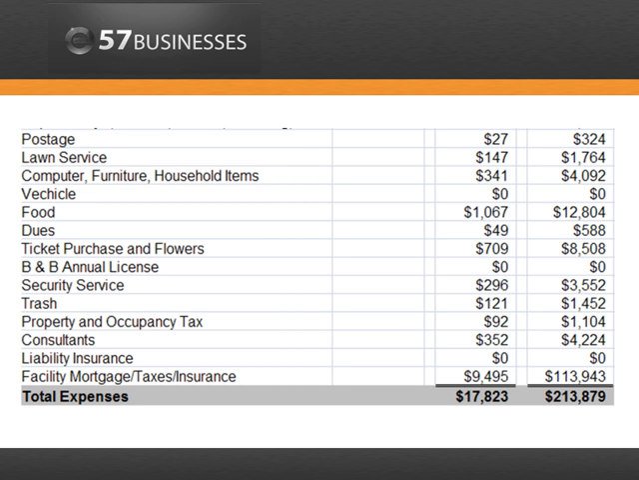So that gives us our total expenses of $17,823 per month, or $213,879 per year.